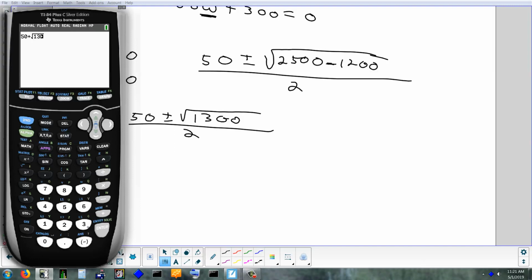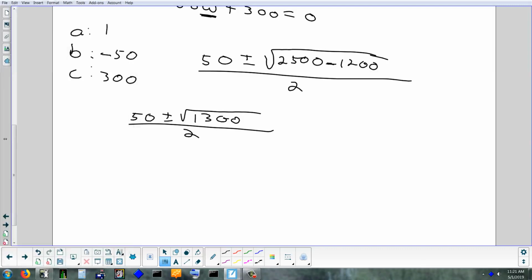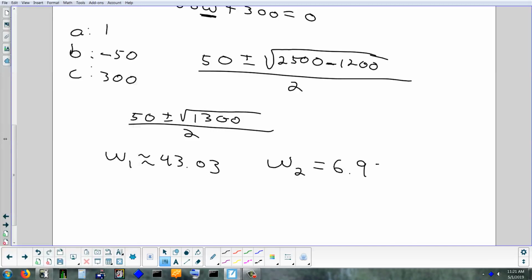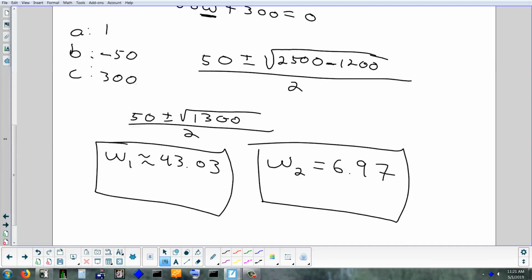50 plus the square root of 1300 gives me 86, whatever. Divide by 2, 43.03. I'm going to call that width 1. And over here, I'm going to write down width 2. So it's 50 minus the square root of 1300. And then divide by 2. Does it come out negative? No, it doesn't. 6.97. Okay, so I got 2 answers.